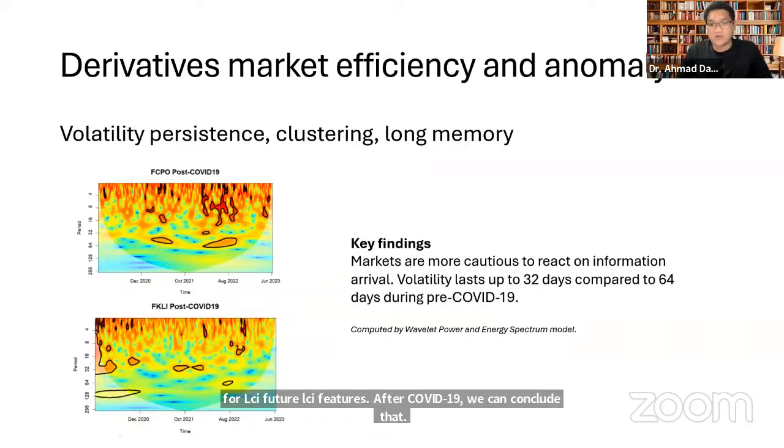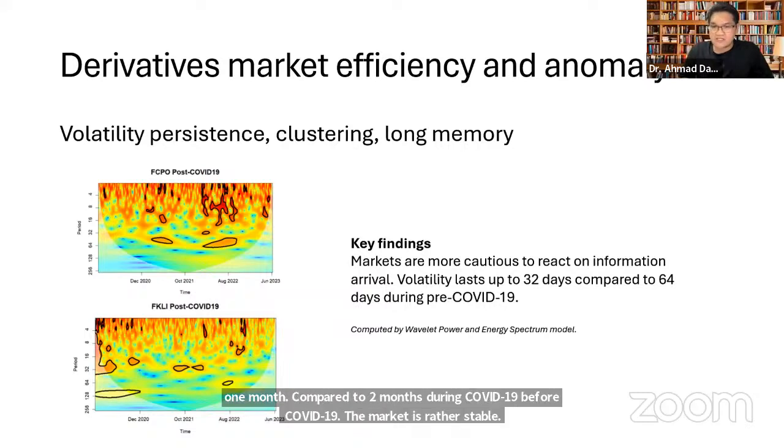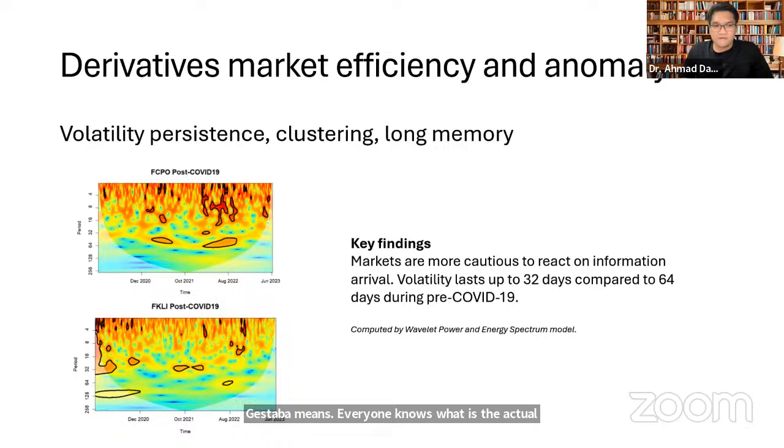Okay, the traders are more cautious, and they always focus on the information arrival. If the markets become volatile, it can last up to 1 month, compared to 2 months during COVID-19. Before COVID-19, the market is rather stable. Stable means everyone knows what the actual or normal behavior of the market is. But after COVID, 1 month.